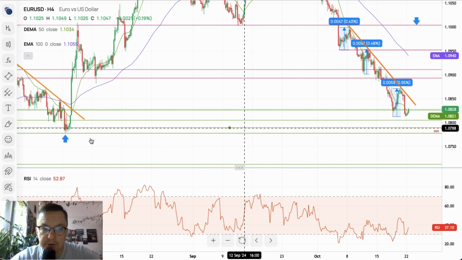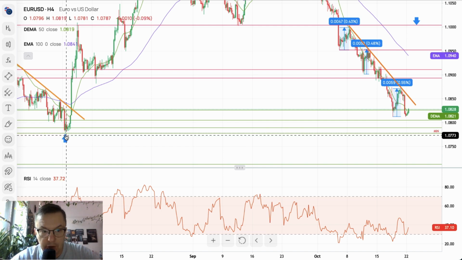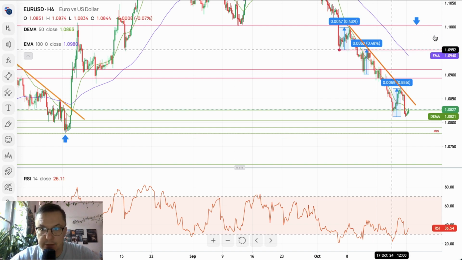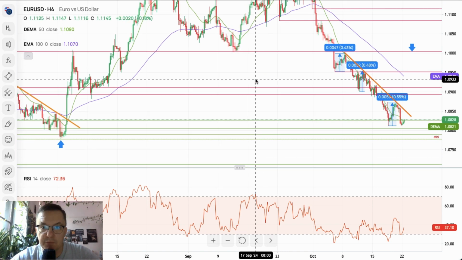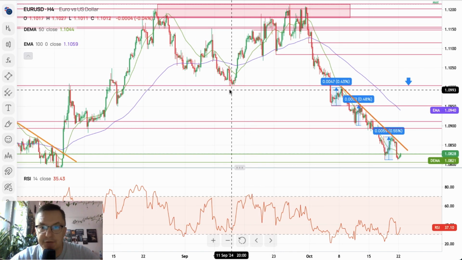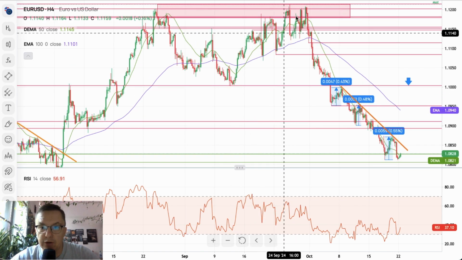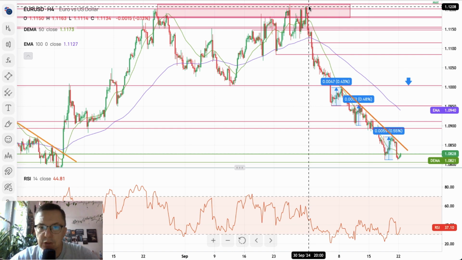Where are we heading to? We are heading towards this level, 1.0778, the low of August 1st, 2024. So this looks like a very, very big movement to the downside after the failure of wave 4 and wave 5 to the upside was made here.